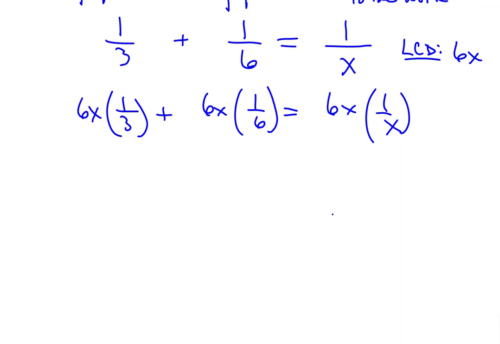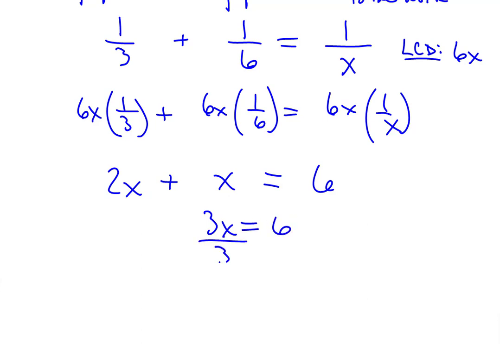As we go through to simplify this, in the first term we have 6 over 3 that would reduce to 2, but then we multiply by the x that we have there. So really it's 2x as the first term. The second one is 6x times 1/6. Well, those 6's would cancel, giving us just x. So we have 2x plus x equals, and on the right side the x's would cancel, giving us just 6 times 1, or 6. So we have 2x plus x equals 6. Of course, that means 3x equals 6. If we divide by 3 on both sides, then we end up with x equals 2. 6 over 3 is 2.